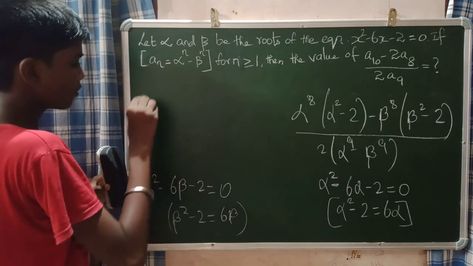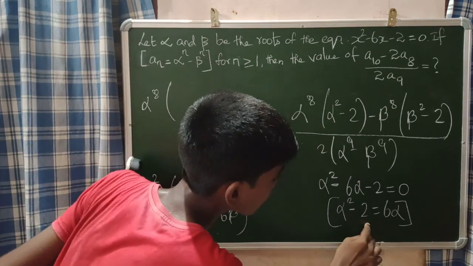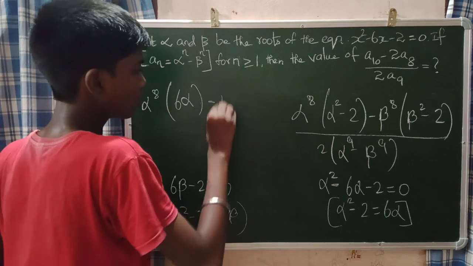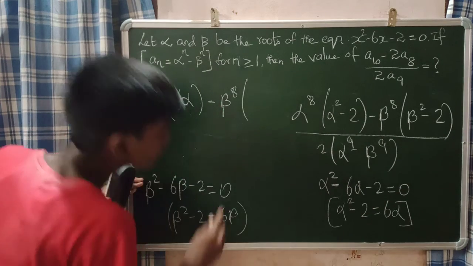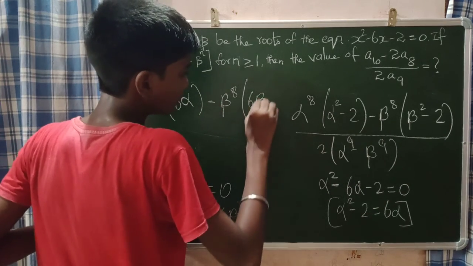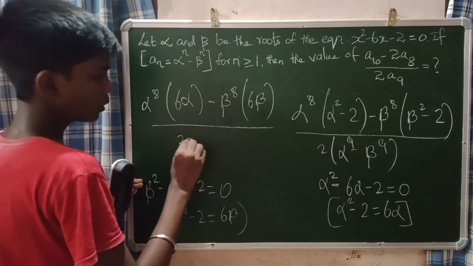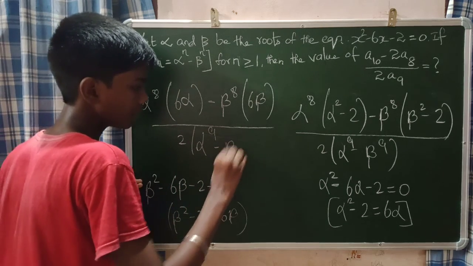So that is nothing but alpha to the power of 8 into alpha square minus 2. What is alpha square minus 2? That is 6 alpha, so 6 alpha into alpha to the power of 8. Then minus beta to the power of 8 into beta square minus 2, which is nothing but 6 beta. Then divided by 2 into alpha to the power of 9 minus beta to the power of 9.